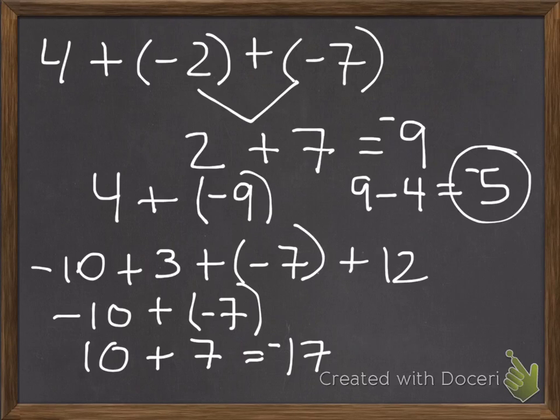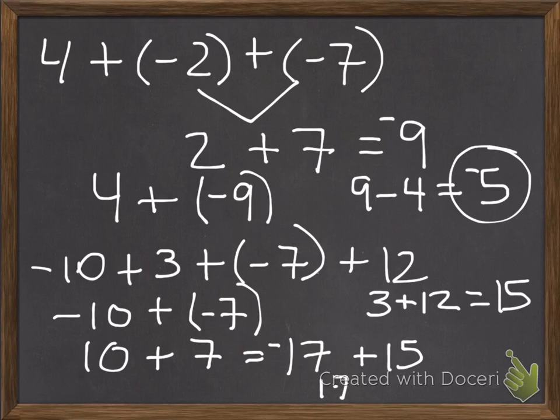I could add the 3 plus the 12. They're both positive, so I can just add them normally to get 15. And my final answer is going to be what negative 17 plus 15 is. I'd have to subtract them, and I would take the higher absolute value, which was negative 17, so I would have a negative 2 as my answer.